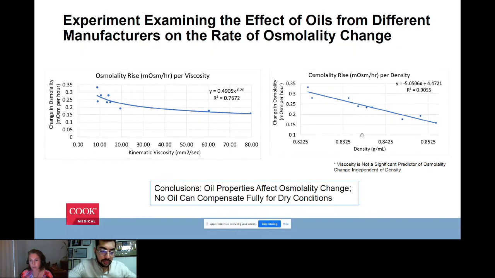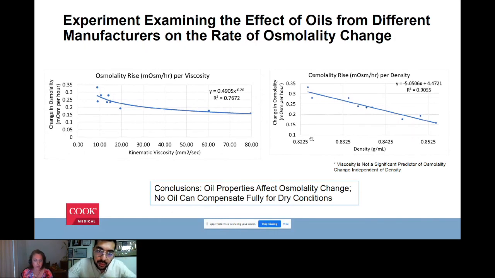If you look at the graph on the right, which looks at the density, we can see that the effect is actually pretty strong, with a linear correlation in this case. As the oil density gets higher, the loss in water gets lower. So another way of looking at it is, as the density gets lower, the osmolality change gets higher. And this is a pretty tightly correlated relationship.